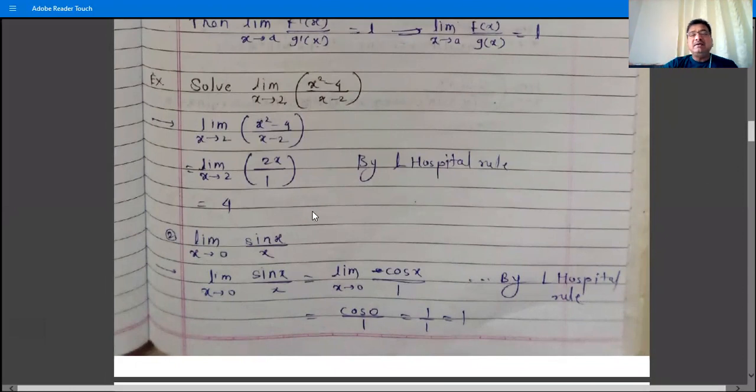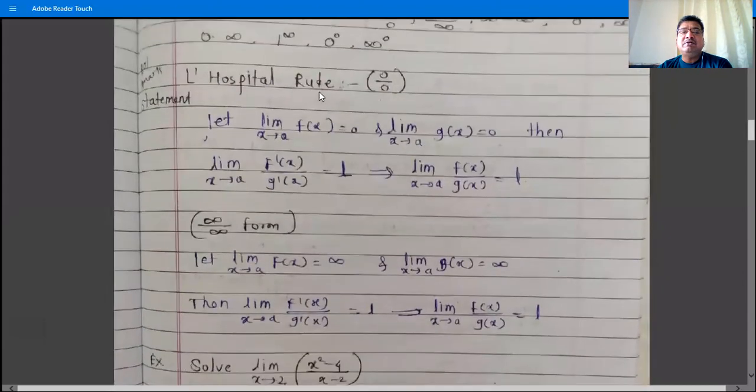So we can apply L'Hospital rule. That is, find the derivative of x square minus 4 as 2x and of x minus 2 as 1, and take the equal to sign. Limit as x tends to 2 equals limit as x tends to 2 of 2x divided by 1 by L'Hospital rule, because if the limit of numerator is 0 and limit of denominator is 0, then limit of f'(x) by g'(x) and limit of f(x) by g(x) are both the same, both are L.